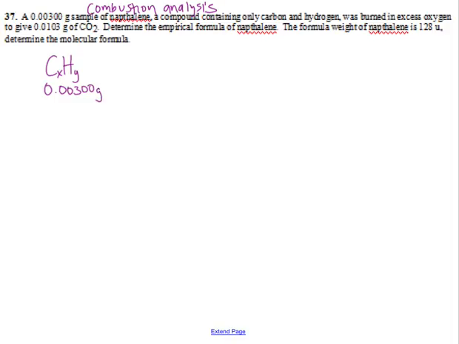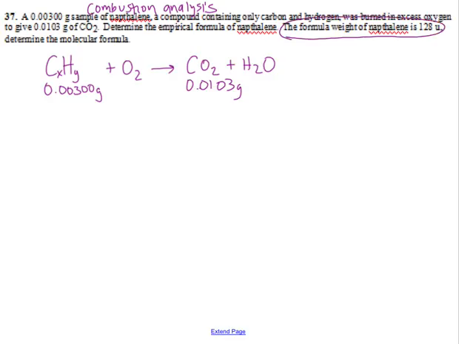And they give us an equation and say when it's burned in excess oxygen, that's combusting a hydrocarbon. You know the reaction, when you combust a hydrocarbon, what do you get? CO2 plus H2O. We can't balance it because we don't know how many C's and H's we have, but they did tell us something. They said, hey, you produced 0.0103 grams of carbon dioxide. Determine the empirical formula of naphthalene, and the formula weight is given to us at 128. And then they also want the molecular formula. Wow, they want a lot without a lot of information given to us, right?